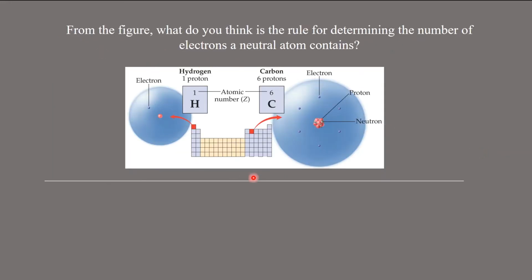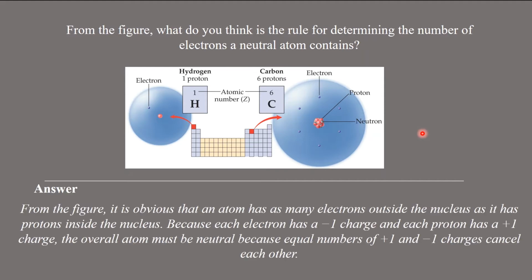From this figure, what do you think is the rule for determining the number of electrons a neutral atom contains? You can pause this video, think about it, and then play the video to see the answer. Okay. From this figure, it is obvious that an atom has as many electrons outside the nucleus as it has protons inside the nucleus.